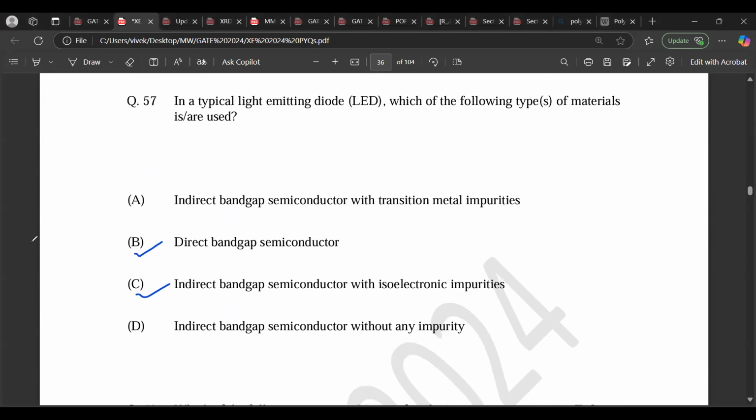And next is LED. In a typical LED, what is the typical type of material used? So actually they are talking about LED application of optical properties. One application is LED, another is laser.